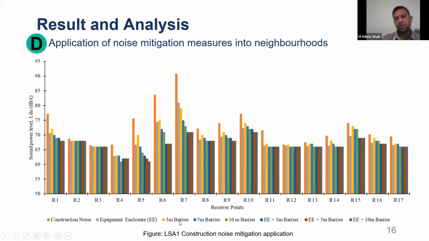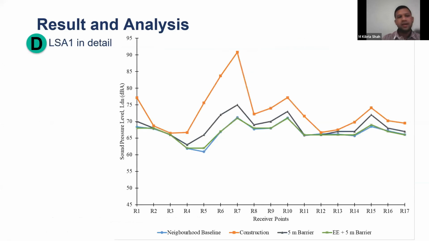But for LSA2 and 3, we saw from the modeling that some of the locations and some of the controls are effective, and it brings down up to 22 dBA. So here's the zoom. It's a little bit of detail of this LSA1.